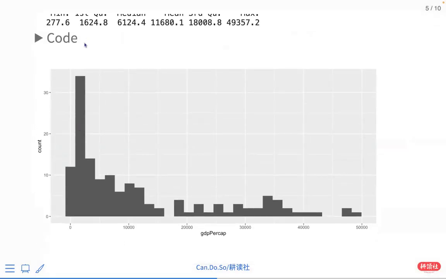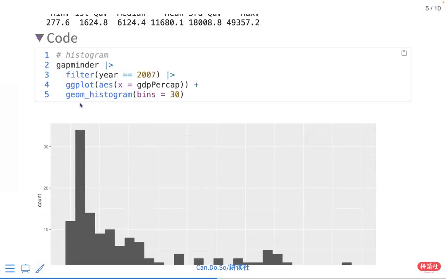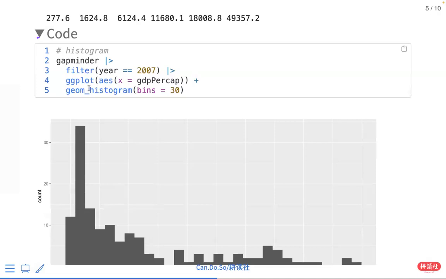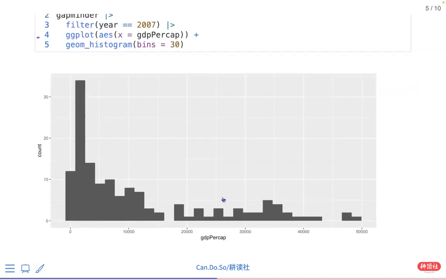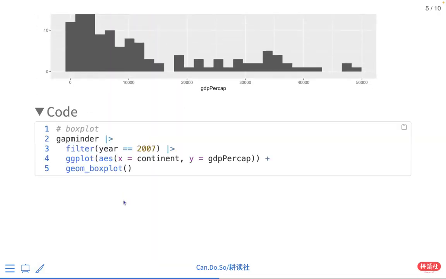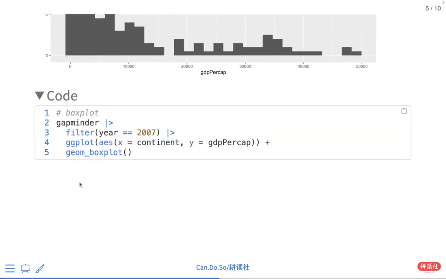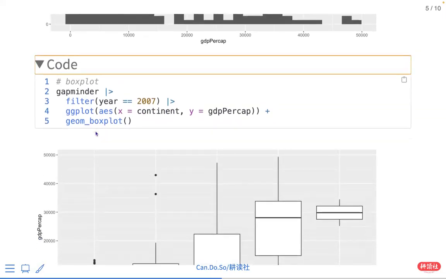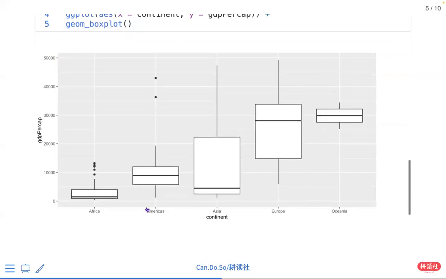So this is a distribution. We can use a histogram to describe the distribution of the data. And this is a box plot. Box plot we have also covered.